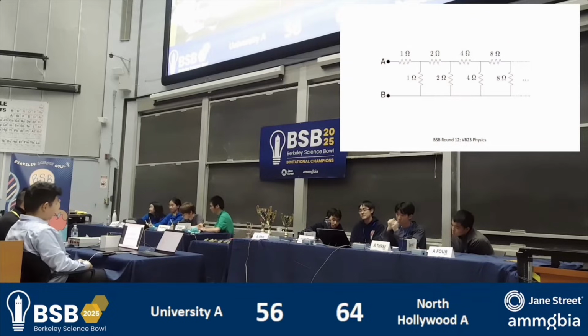The diagram shown depicts an infinite ladder of resistors, where each new rung features resistors that are double the resistances of the resistors in the rung below it. What is the equivalent resistance across the two nodes indicated A and B in ohms?